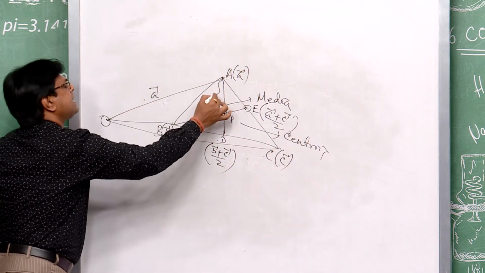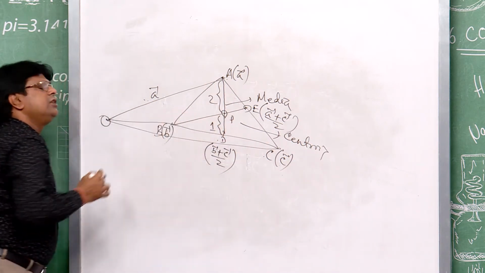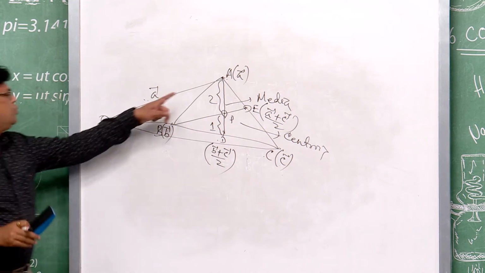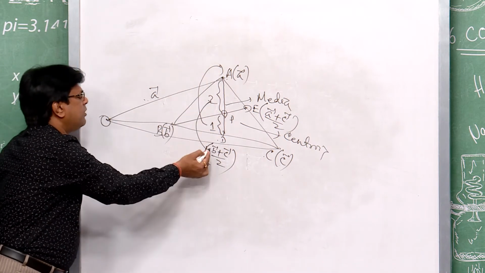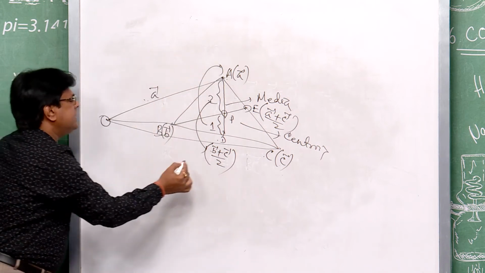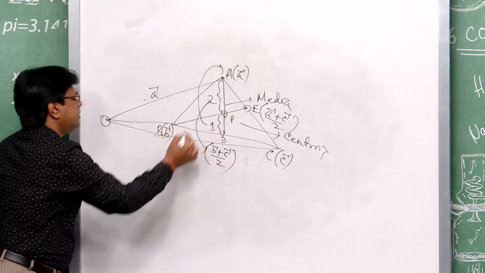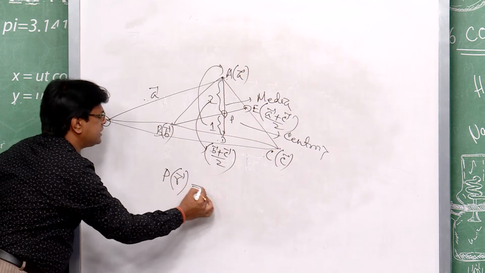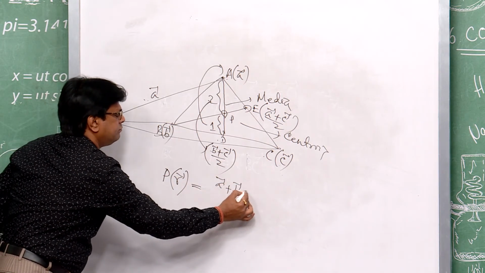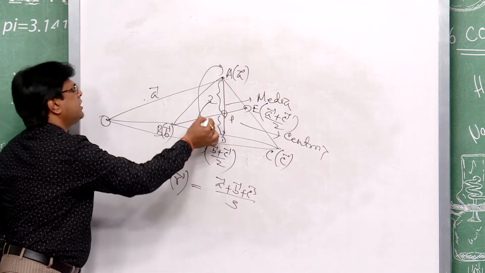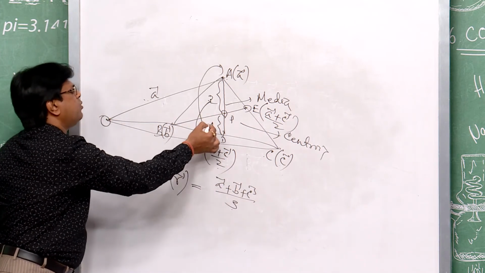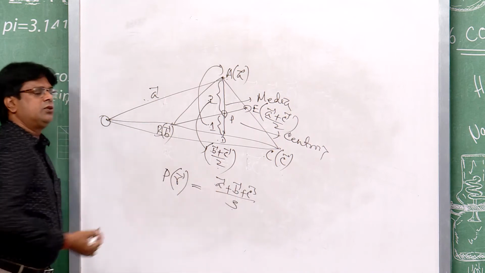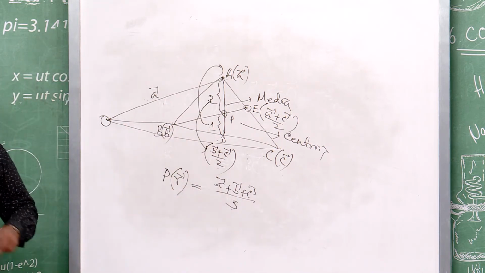P divides this line segment internally in the ratio 2:1. So 2 is multiplied with (B plus C) by 2, and 1 is multiplied with A. This becomes the position vector of P, which is (A plus B plus C) by 3, because 2 plus 1 is 3, 2 times (B plus C) by 2 becomes B plus C, and 1 times A becomes A. This is from the internal division formula. So the centroid of the triangle is (A plus B plus C) by 3.